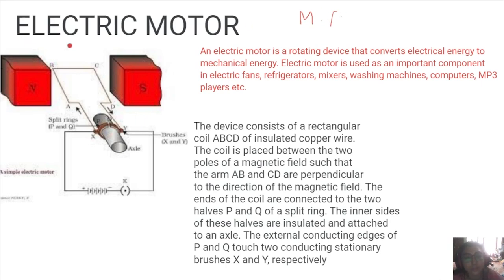So now, since we know that in a magnetic field produced by a magnet, when current is flowing, there is a force that is being exerted on anything kept in the field of the magnet and the current carrying conductor, now we will understand its application. So its first application is in an electric motor. An electric motor is a rotating device that converts electrical energy to mechanical energy.